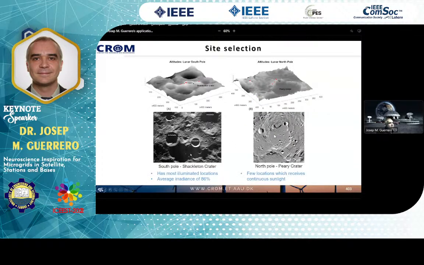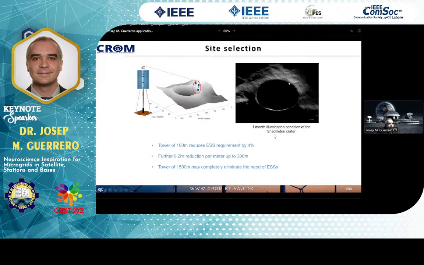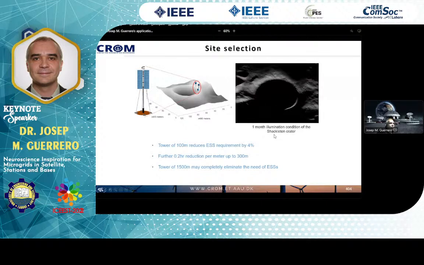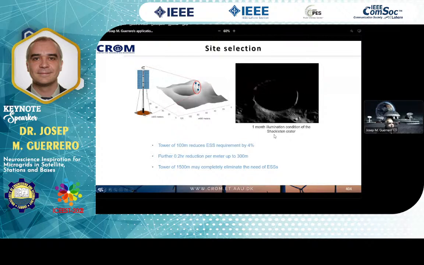Shackleton crater has been studied by NASA for many years. You can see here in the red points the most illuminated areas. You have the Peary crater also here. You have also here the Shackleton crater with the equivalent 1 month illumination conditions. You can see here on the crown of the crater is the most probable place where you could have solar panels with towers of several hundreds of meters.